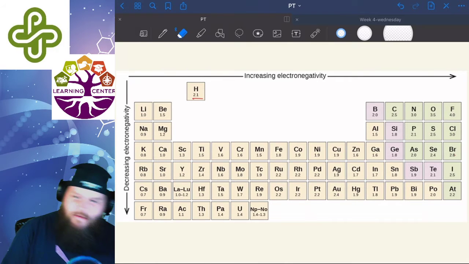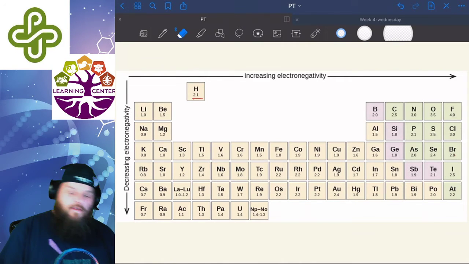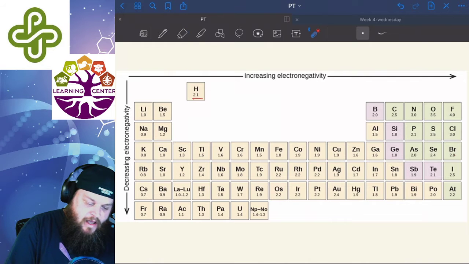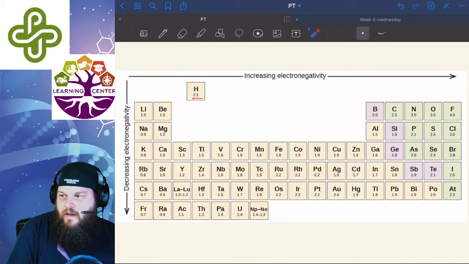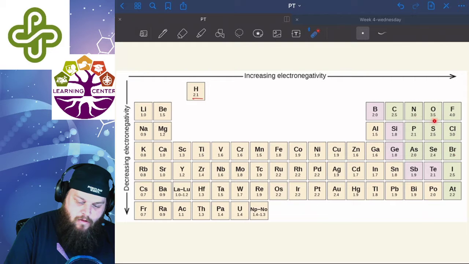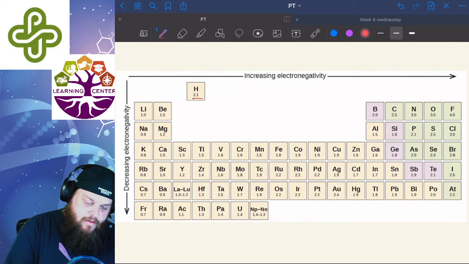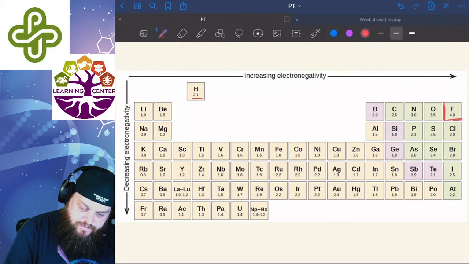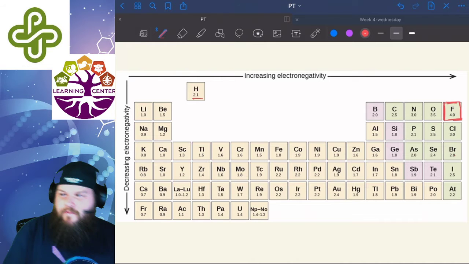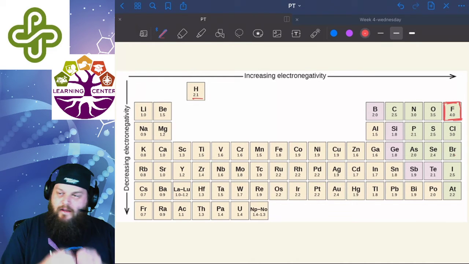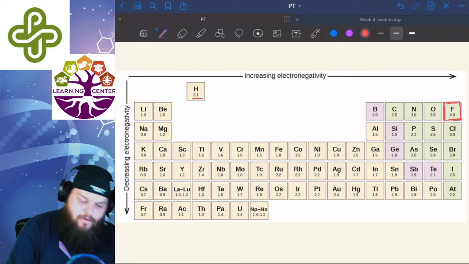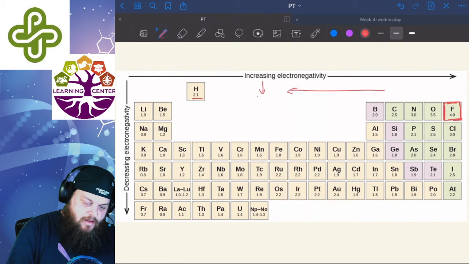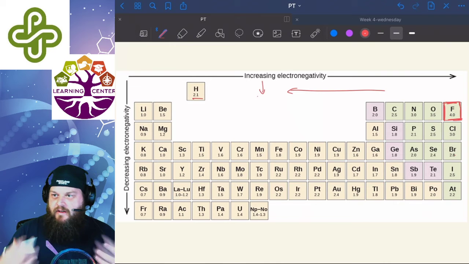This is a trend of electronegativity on the graph. We can see that as atoms move farther to the right, their electronegativity grows. So fluorine up here is your most electronegative. It has an electronegativity of 4, and everything spreads out from there. The farther away from fluorine you get, the more electronegativity decreases.